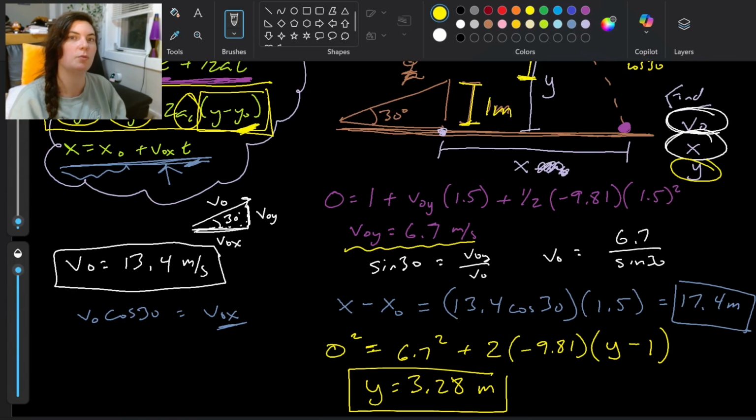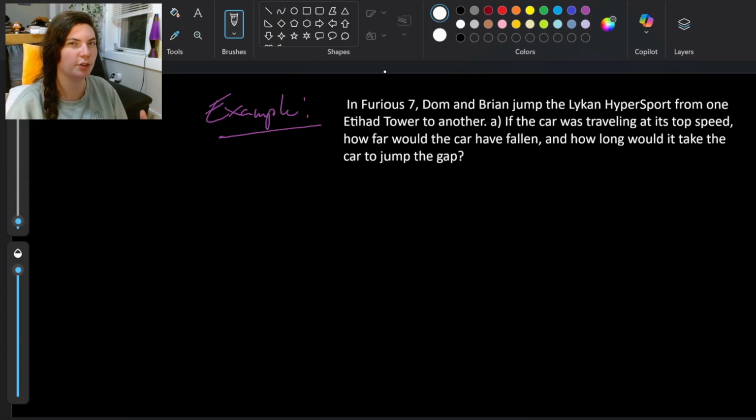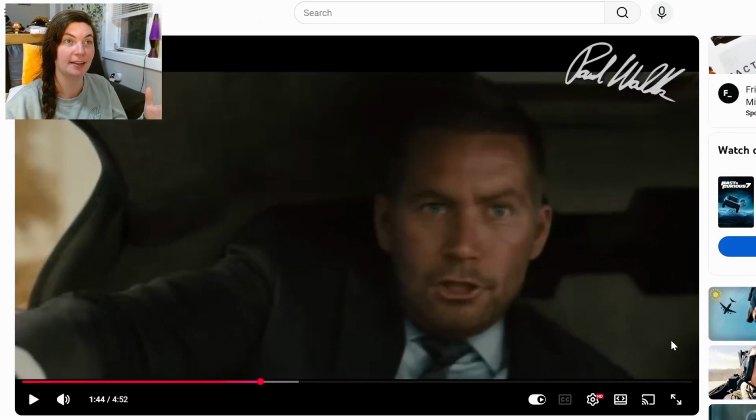But let's go ahead and take a look at one last example. Have you ever seen the movie Furious 7? It's one of the Fast and the Furious movies that they've made way too many of now, but in it, the characters Dom and Brian jump a car from one tower in Abu Dhabi to another. And actually, I'm just going to play you the clip so you can see and understand what we're talking about.